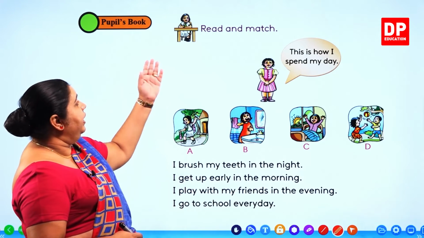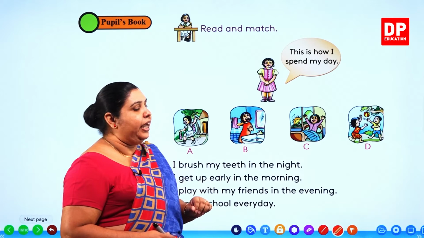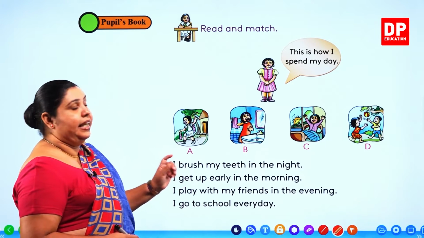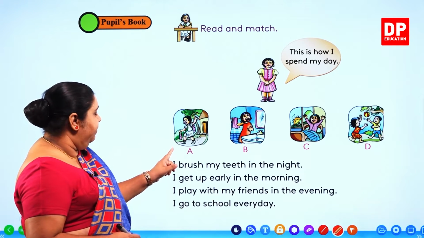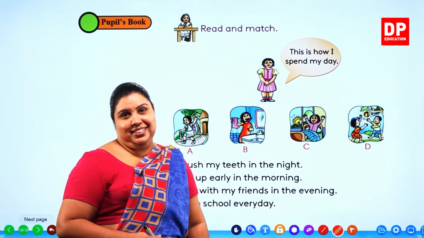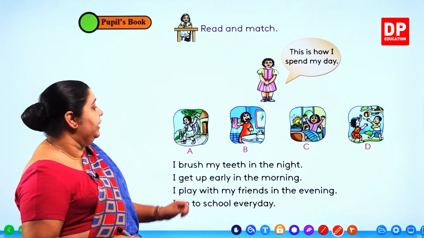Now, read and match. We have 4 pictures here. I hope you can see what those pictures are. Let's match the sentence with the picture. We will write the letter of each picture in front of the correct sentence. Okay? The first one. I brush my teeth in the night.